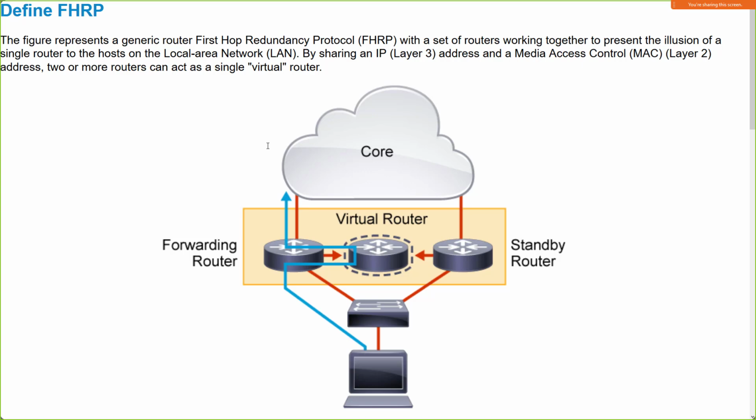HSRP and VRRP are very, very close to each other. There's only some minor differences between them. But the ultimate goal of any of these first hop redundancy protocols is to create some virtual IP address and some virtual MAC address that can be used on the client as the gateway resource.